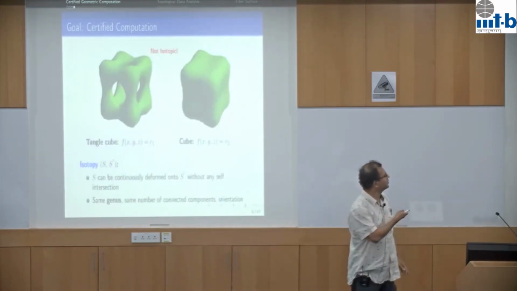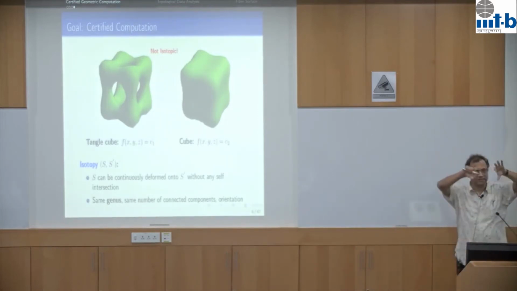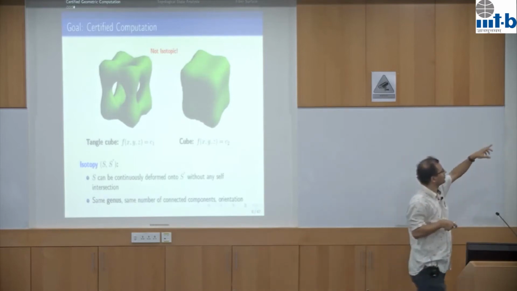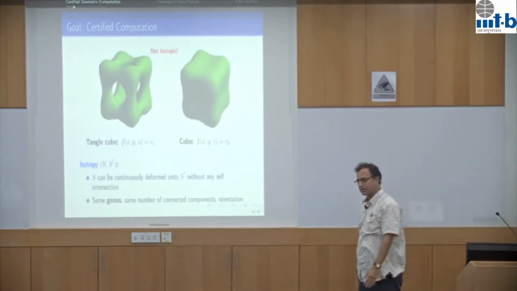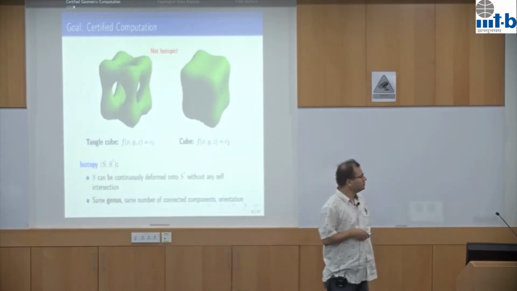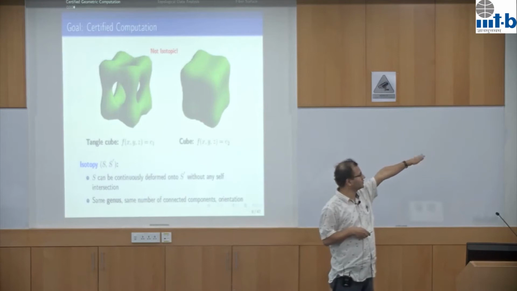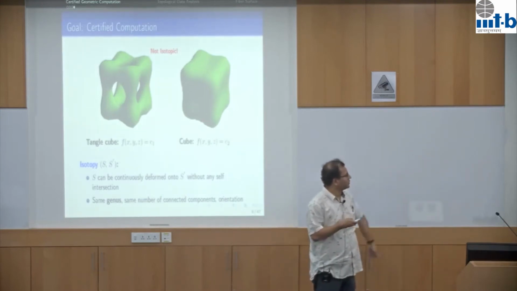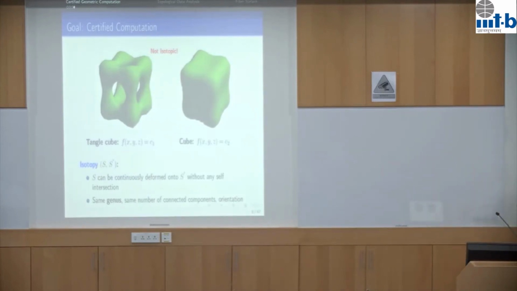Similarly, for these two, which are not isotopic, you can see that if we cut along some circle on this kind of pipeline, it will not disconnect, but if we take a circle over there and cut, it will make two components, so they will not be isotopic. This kind of computation is not allowed in our method. If you want to compute this and you are getting that, it is not certified. So isotopy, as I have already explained, means one can be continuously deformed into the other without any self-intersection.